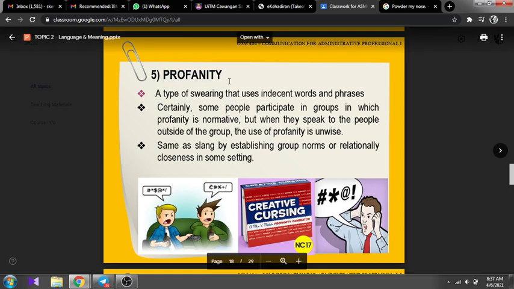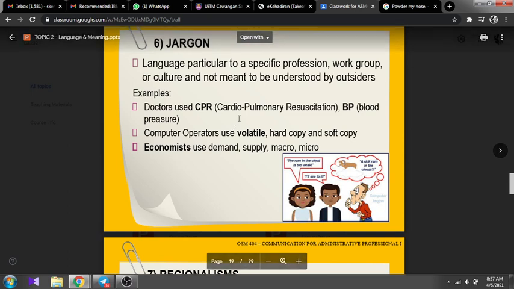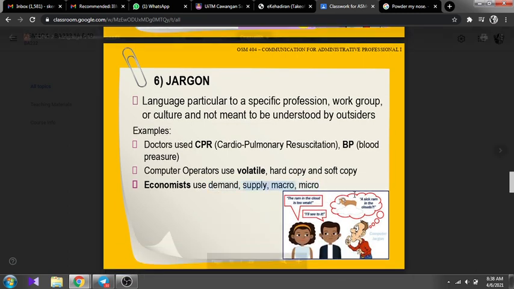Okay, I use profanity mostly when I'm playing a game. When you lose to your opponents in the game, I will curse here. Alright, jargon is language particular to a specific profession, work group or culture, not meant to be understood by outsiders. Example, doctors use CPR, BP. Co-operators use volatile. Economists use demand, supply, micro. Words attached to a field or area. If you're a doctor, they have their own terms and acronyms. If you know some of these analyses, the marketing and so on, you know these things. So jargon you can learn actually, but it takes time.